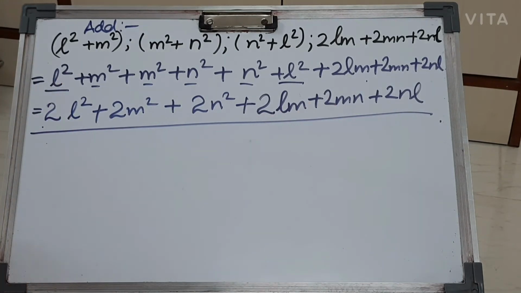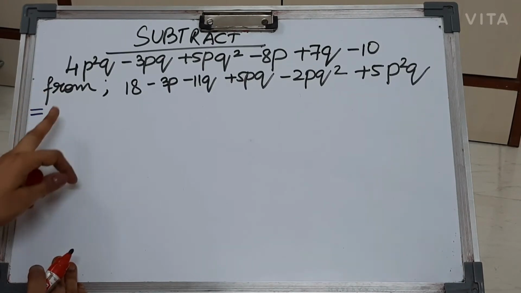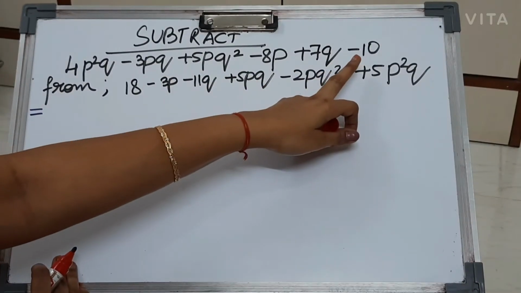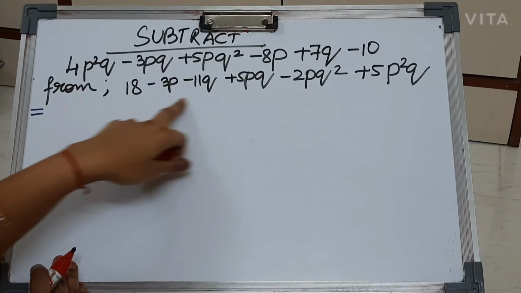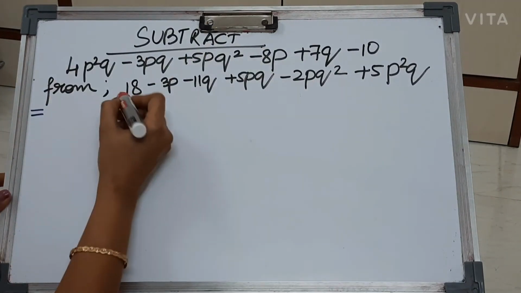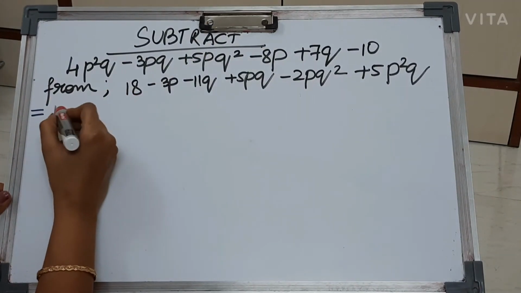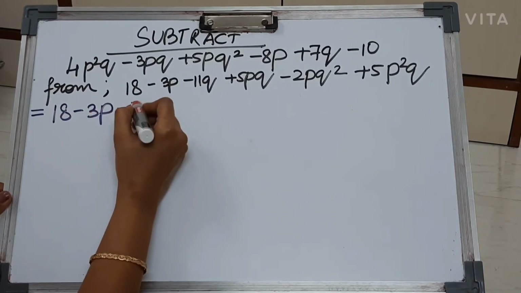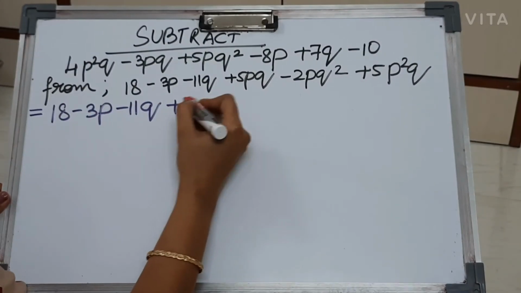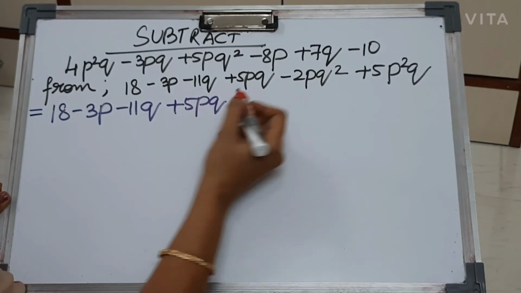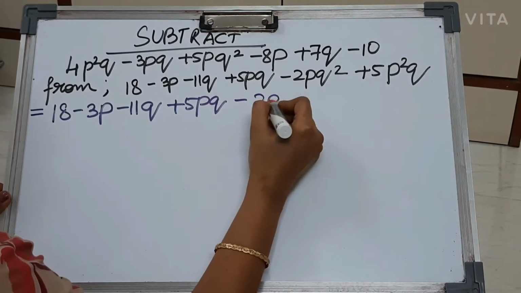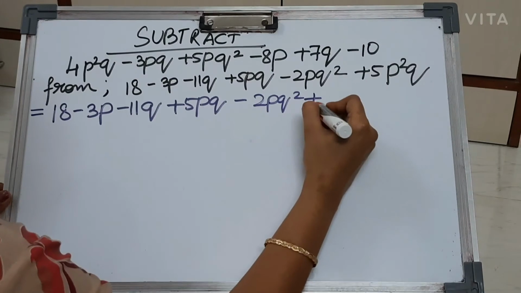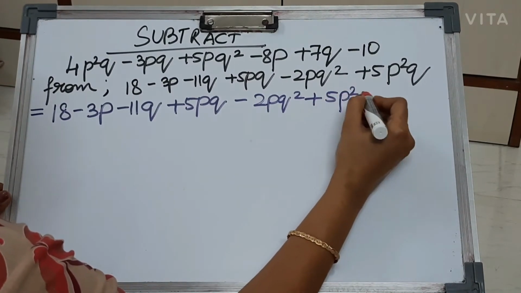Coming towards the next question. Now we have to subtract this algebraic expression from this. So how will we do it? From this we have to subtract. So we will write here 18 minus 3p minus 11q plus 5pq minus 2pq square plus 5p square q.